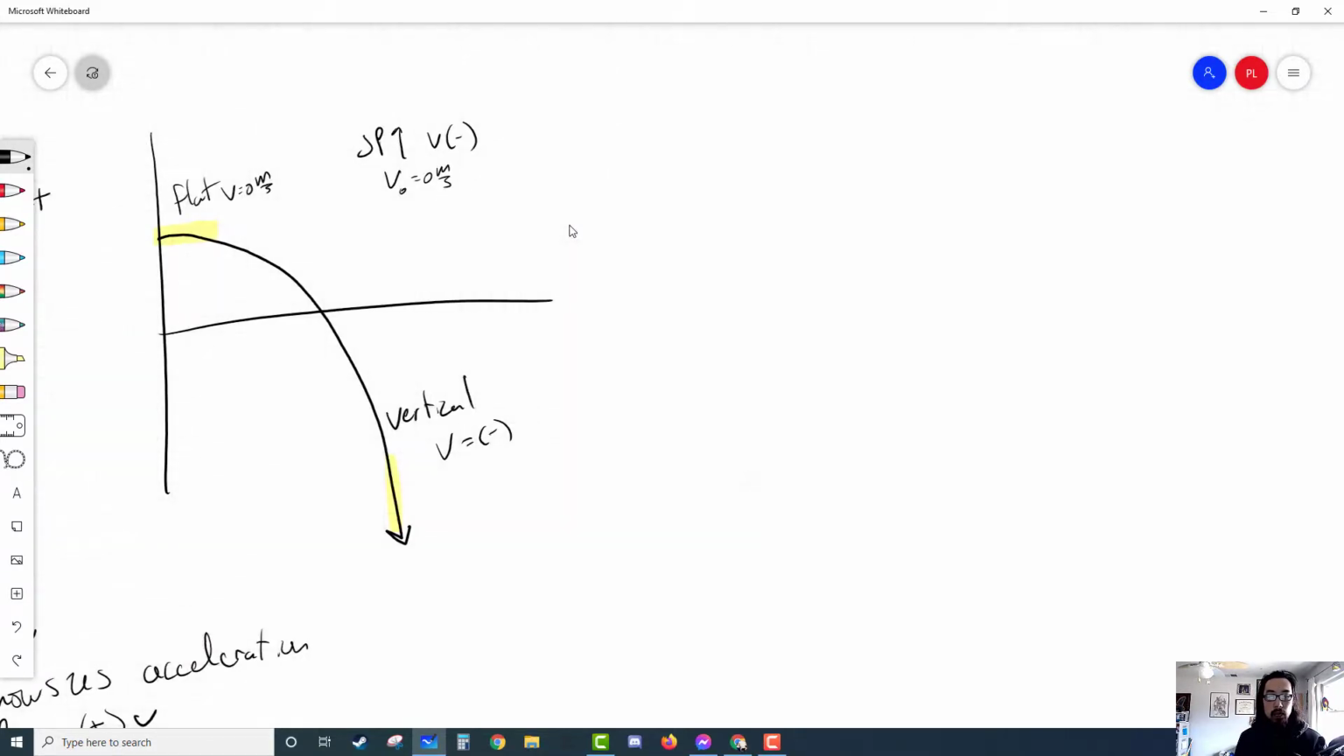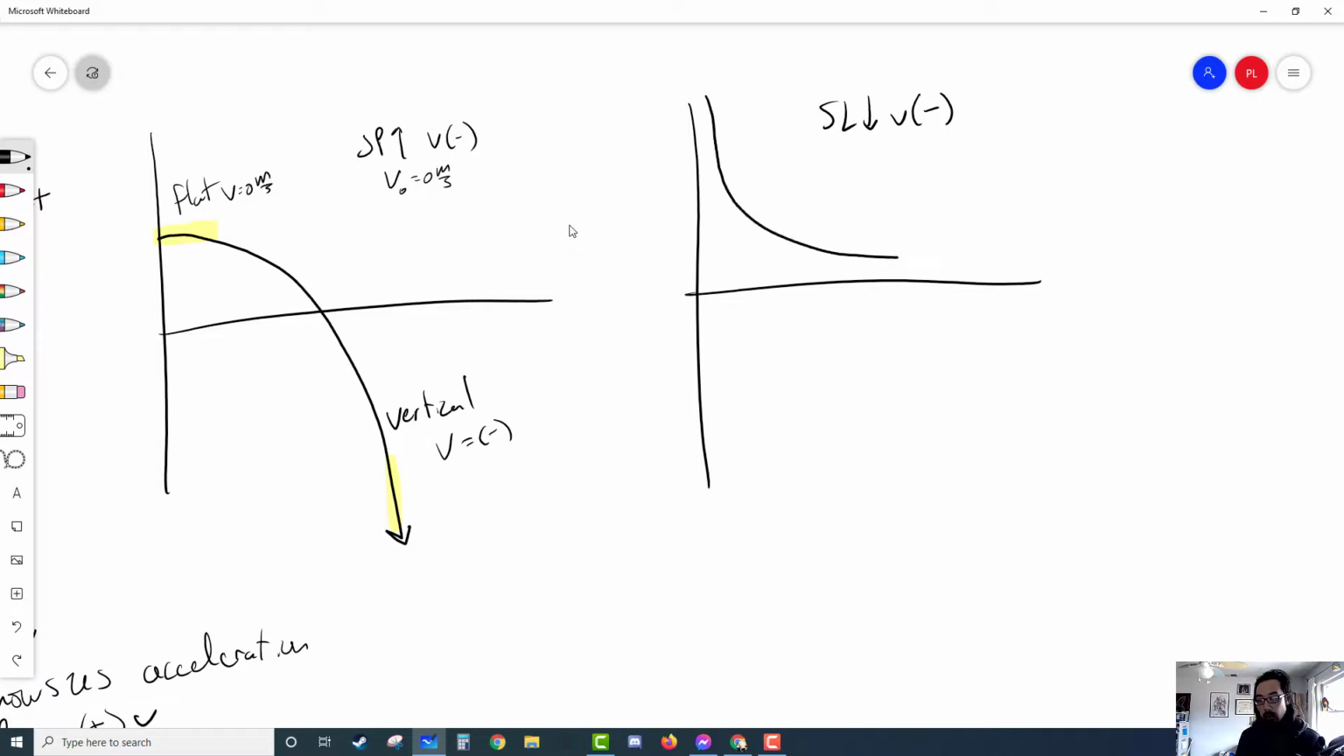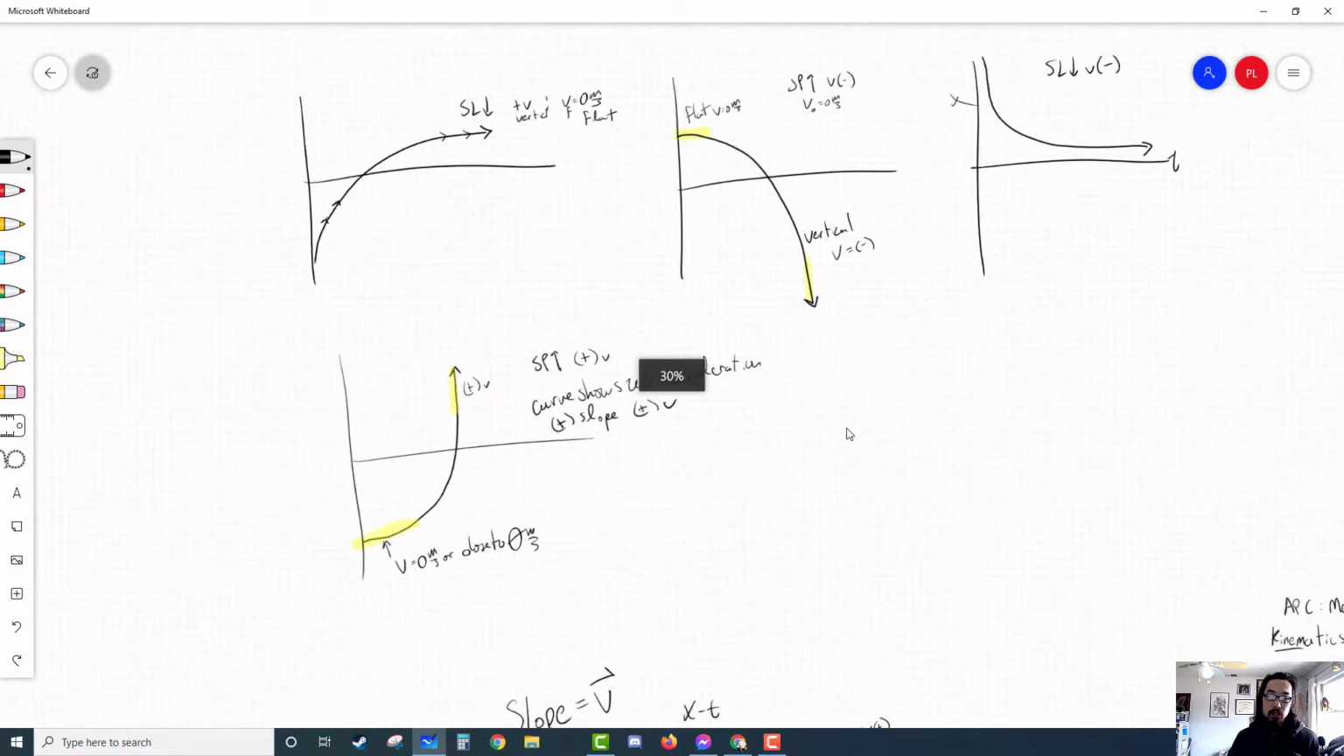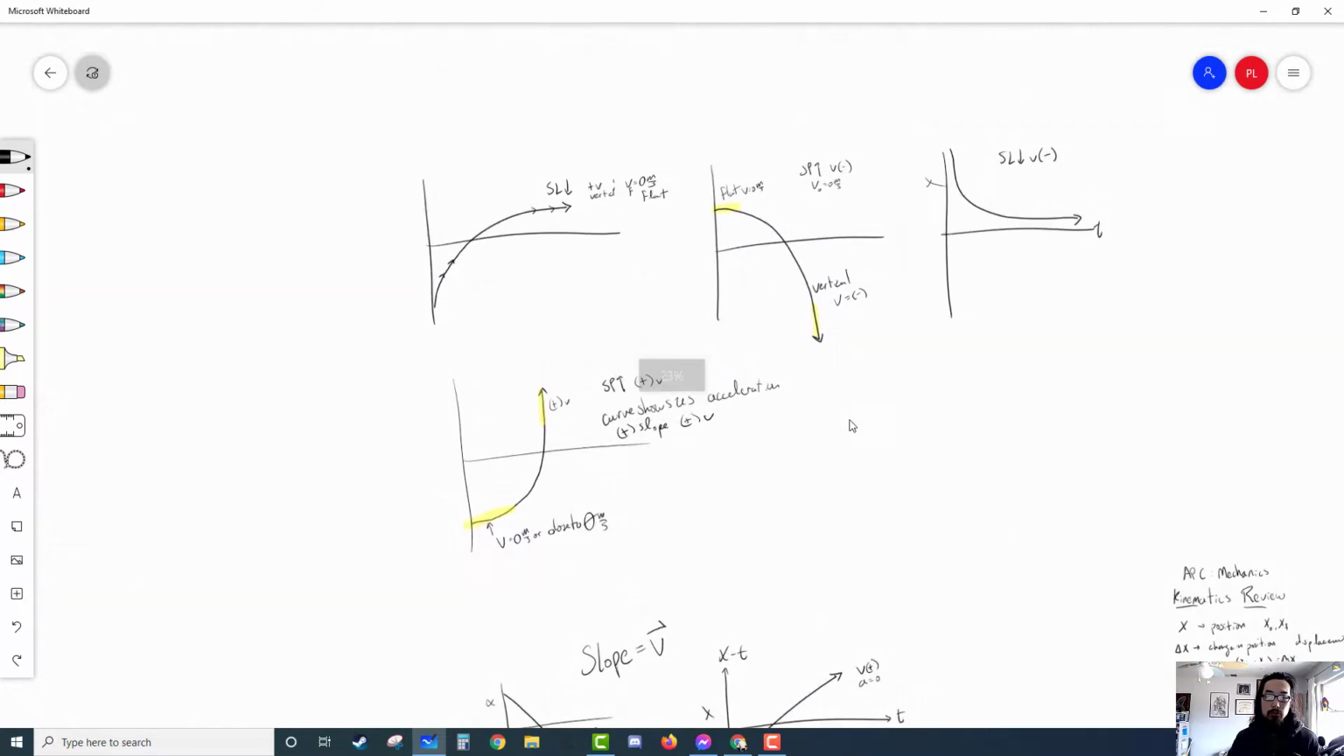So let's do slowing down with a negative velocity. That means we want to end up with a flat zone, but we start off with a steep negative velocity. So we're going to go down, steep negative velocity, and then, boom, flatten out. So this is slowing down with a negative velocity. Those are the 4 different kinds of graphs that you are expected to know.